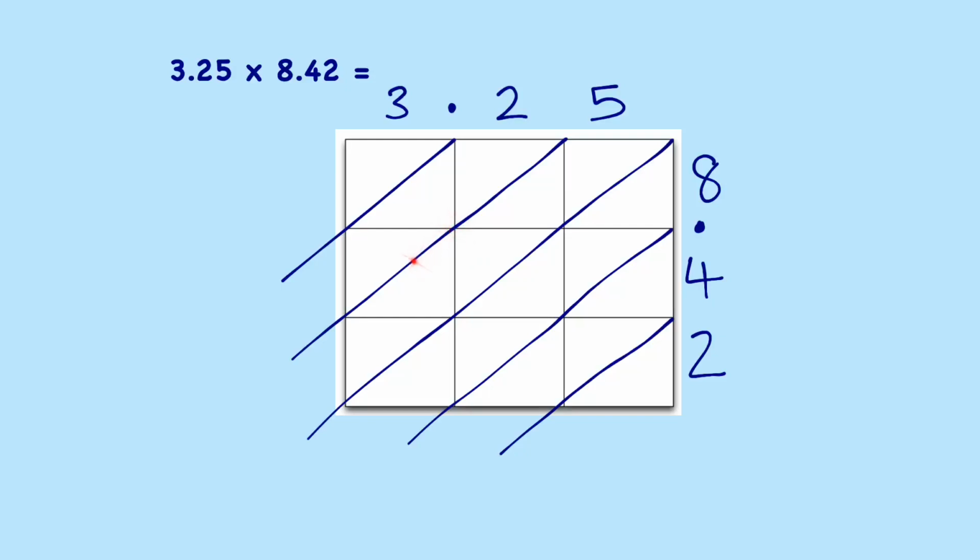And then we continue down the diagonal line. And then I know that my decimal point is going to go on this diagonal line. So I can draw that in. My decimal point is going to go there. Now let's multiply each digit.